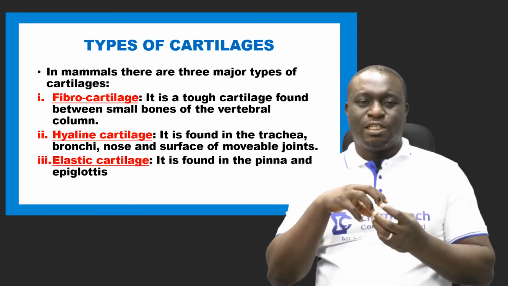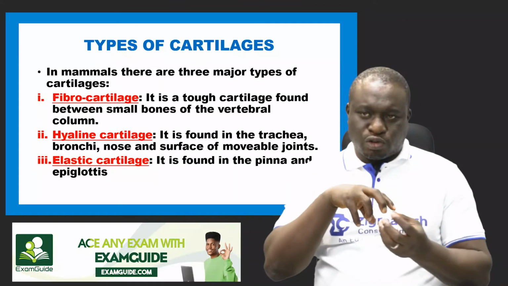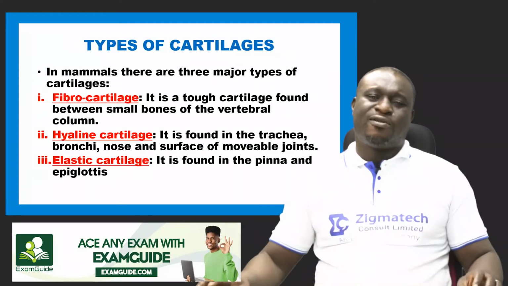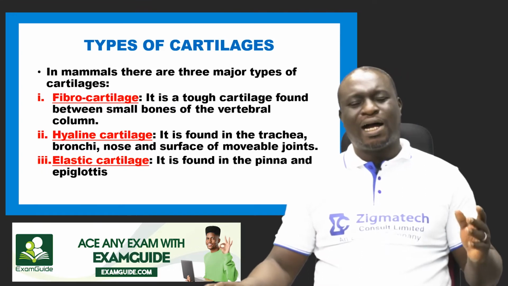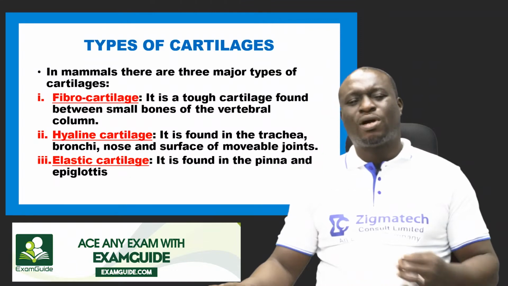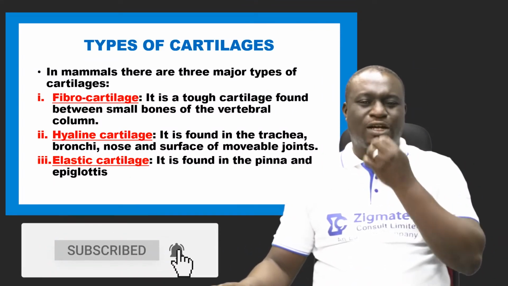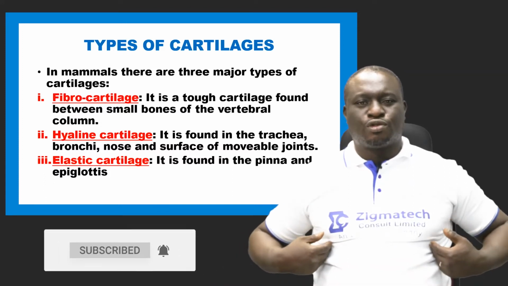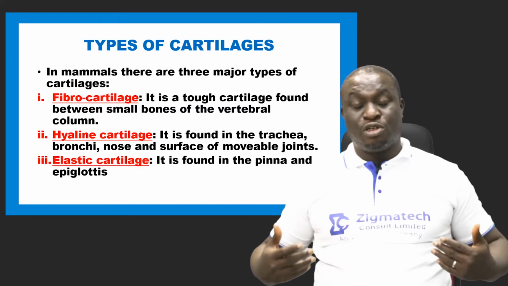So there is cartilage between small bones, or between the bones that are found in the cartilages. Number two type of cartilage is called the hyaline cartilage. Now, this hyaline cartilage is found in the trachea. Okay, it can also be found in the nose. It can also be found in the bronchus, or the bronchi, inside the part of the respiratory system.